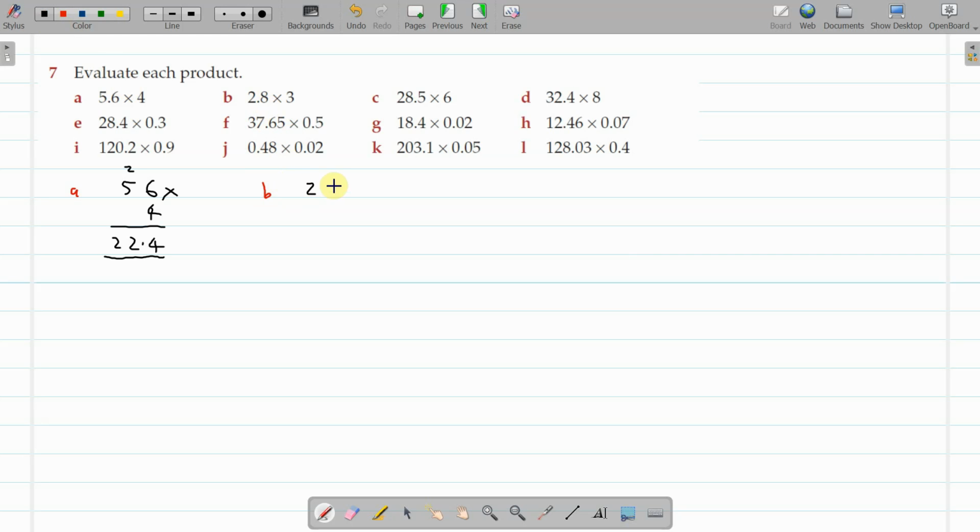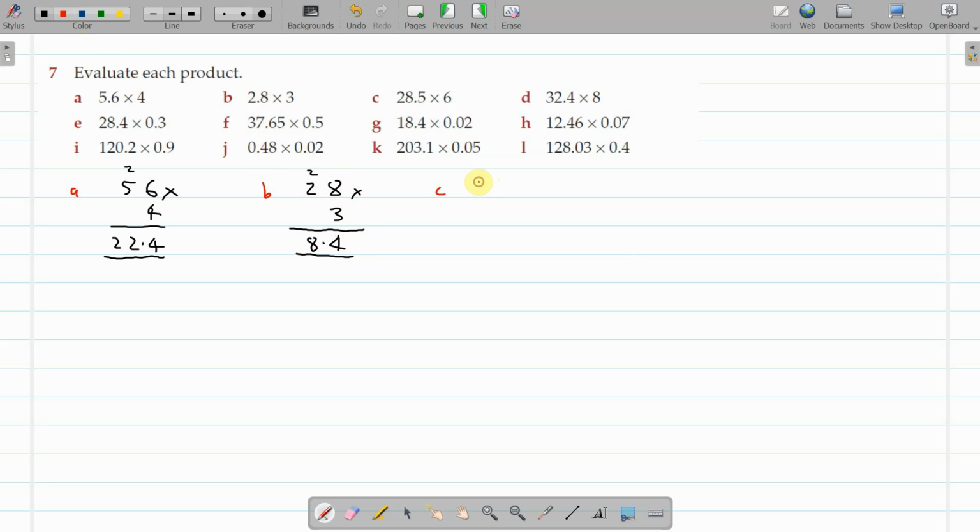We take the decimal point out and arrange vertically, and work on it. We go 3 times 8, 24. 3 times 2 is 6, plus 2 is 8. And again, just one decimal place, so the answer has one decimal place. C.